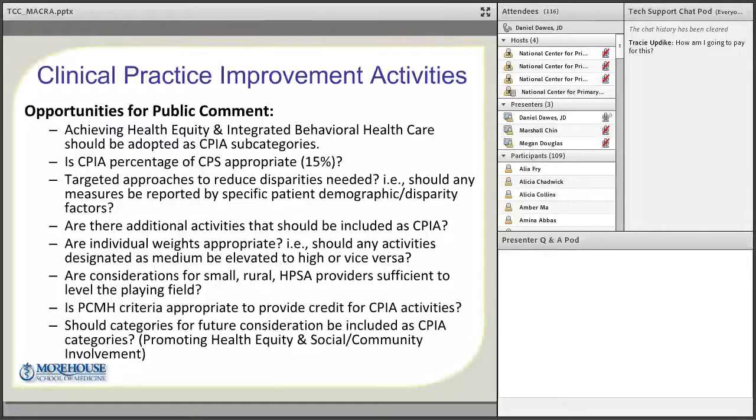And then, of course, there are targeted approaches to reducing disparities that are needed. Is that the case? Should any measures be reported by specific patient demographic or disparity factor? Are there additional activities that should be included as CPIA? Are the individual weights appropriate? Should any activities designated as medium be elevated to high, or vice versa? And are considerations for small rural HPSA providers sufficient to level the playing field? So you see the categories there. We'd love to hear your comments as we move forward.